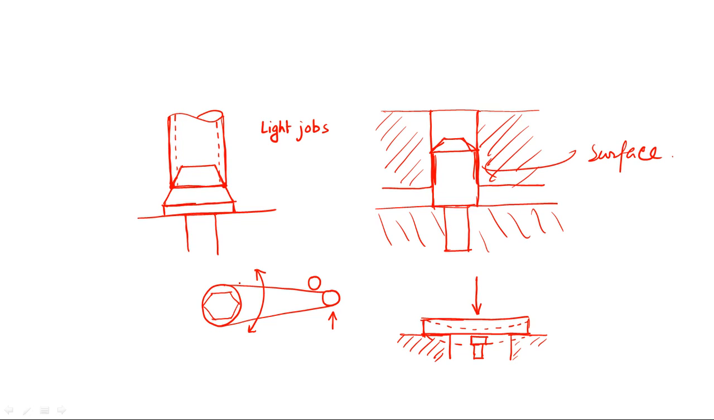Next, there are a few clamping devices available. Suppose there is a job like this one, and we need to provide a clamping system to hold the job. We can apply a force so that the job will get fixed. To provide the force, we should have some type of mechanism through which we can apply it.